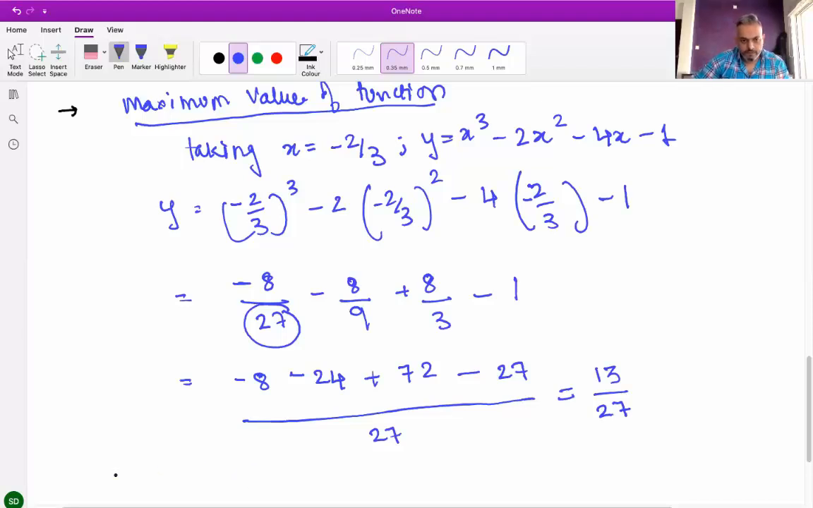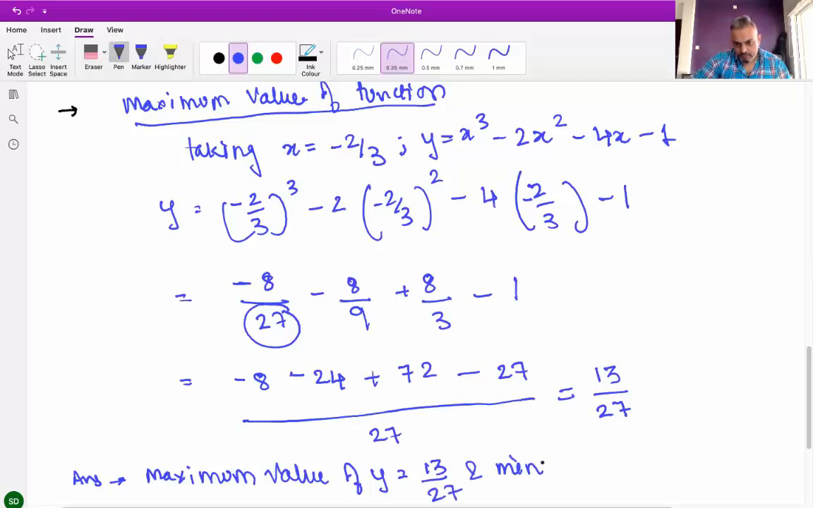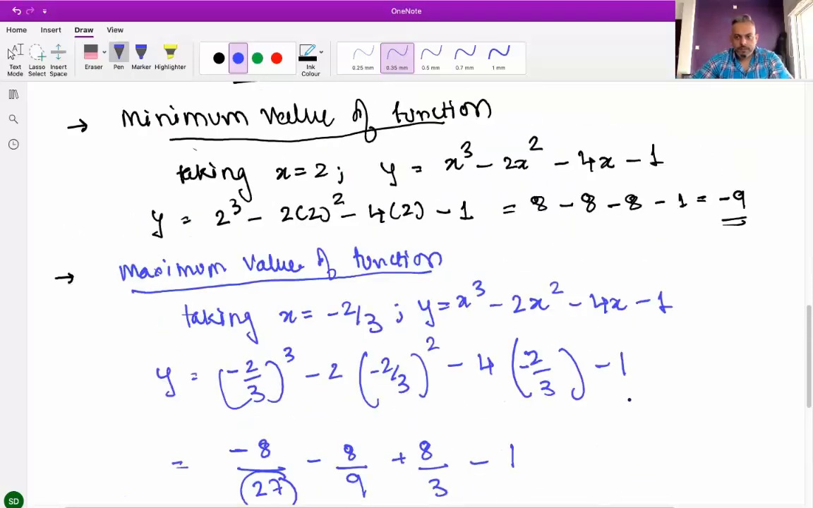So we say final answer: the maximum value of y is equal to 13 by 27 and the minimum value is minus 9.